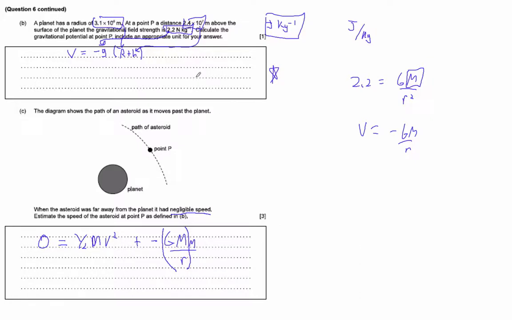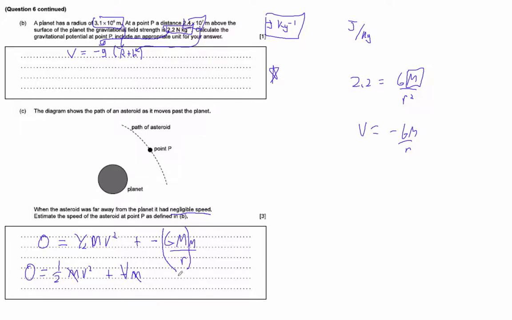This potential is like negative 59.62 million joules per kilogram or something like that, roughly negative 6 times 10 to the 7th joules per kilogram. So ultimately you can just do this: 0 equals 1/2 mv squared plus the potential that you figured out, which is negative already, times the mass of the asteroid. The asteroid mass will cancel, and so you end up with the velocity.